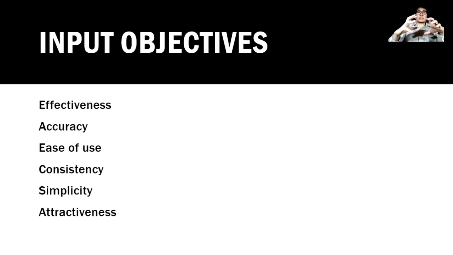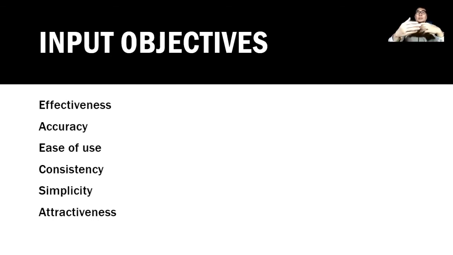The next objective is accuracy. The input design should enable users to accurately input data to the system. So this means that the data being inputted into the system has been validated appropriately using program validation.